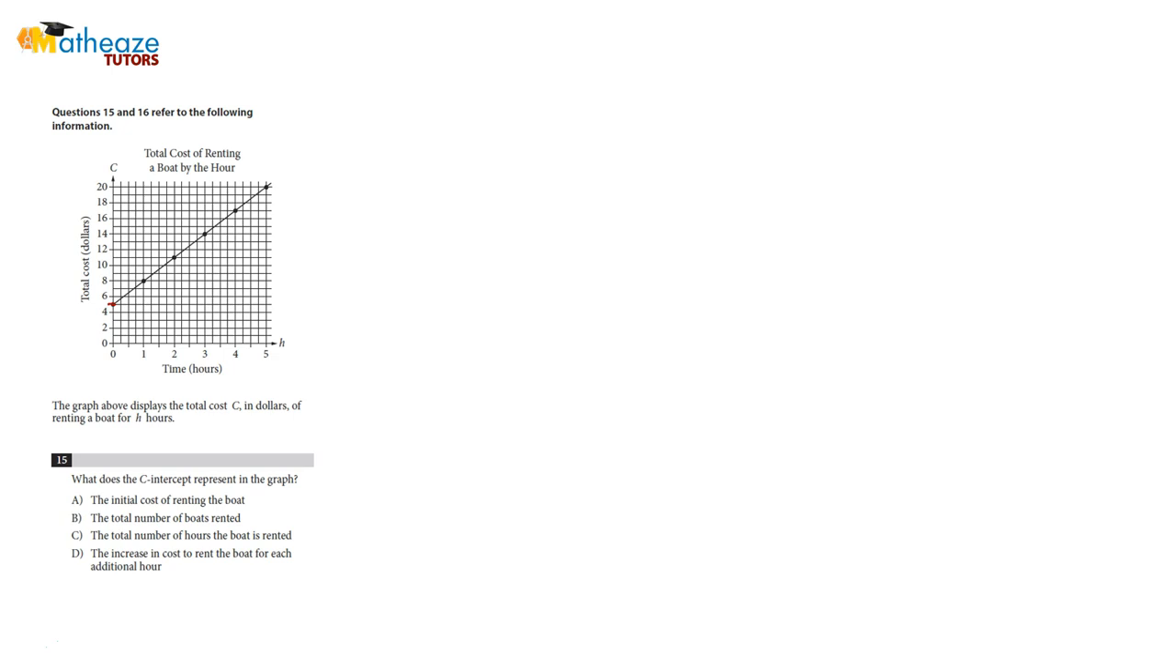So it looks like you have a base cost, or the initial cost of renting a boat, and then after 0, that is the rate per hour in addition to the initial cost. So the intercept here just simply means the initial cost of renting the boat.